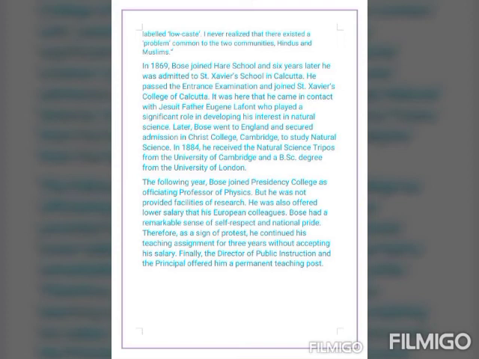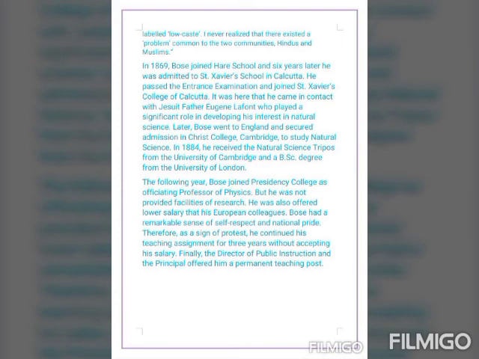Later, Bose went to England and secured admission in Christ College, Cambridge, to study natural science. In 1884, he received the Natural Science Tripos from the University of Cambridge and a BSc degree from the University of London. And next we know the professional life of Sir Jagadish Chandra Bose.